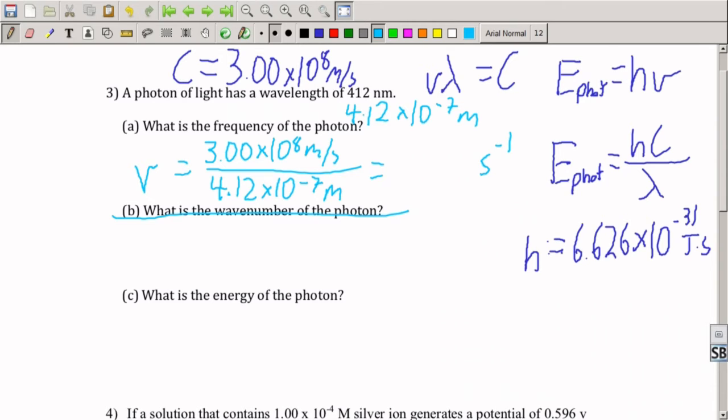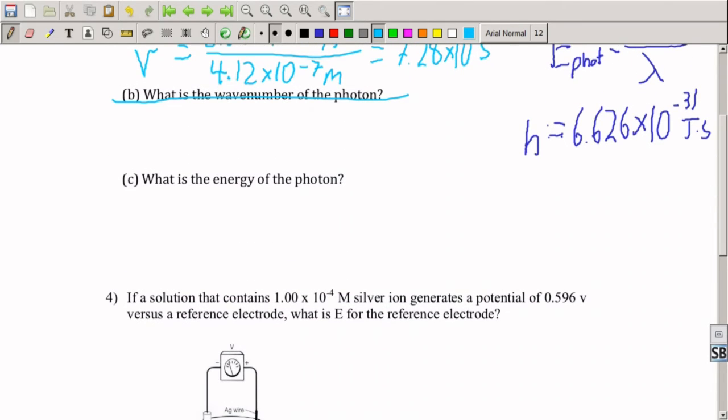So what do we get? About 7.4 times 10 to the 15th? Or 7.4 times 10 to the 14th? It's going to be a high frequency because it's a fairly high energy photon. All right, how do we calculate the energy of a photon?